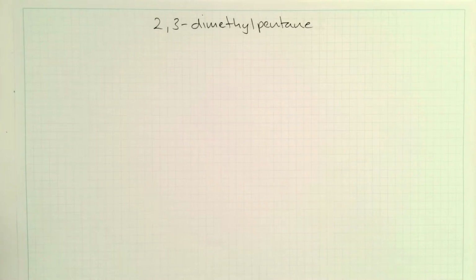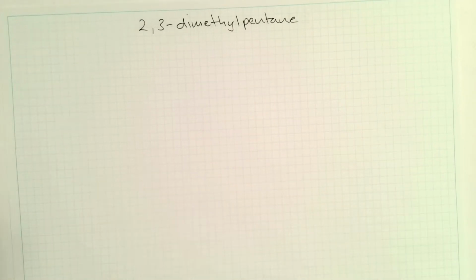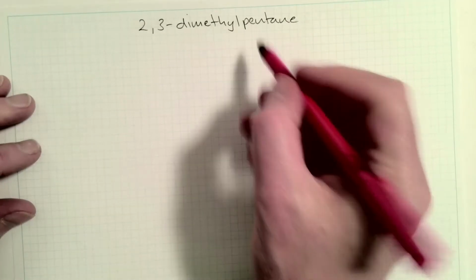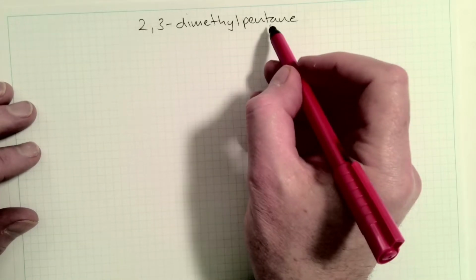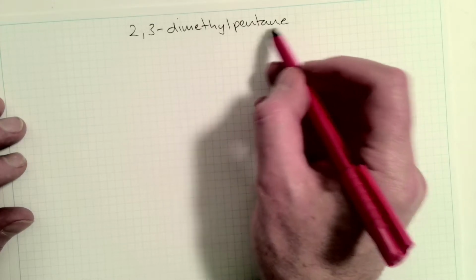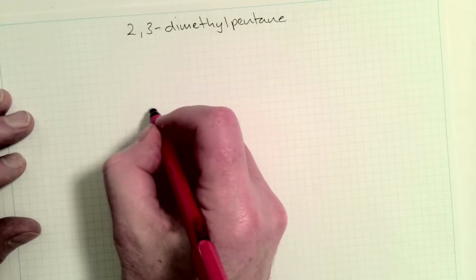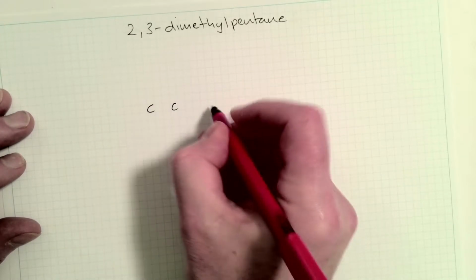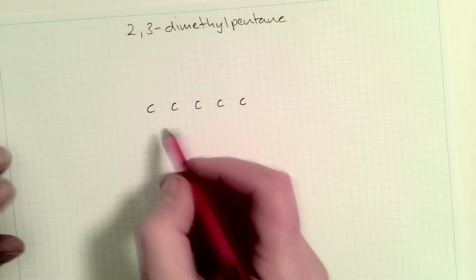Well, the first problem here is 2,3-dimethylpentane. Well, let's have a look and see if we can figure this out. First of all, we need to identify the longest chain in this hydrocarbon. And we see the name pentane, so we know the longest chain is 5 carbons. So I'm going to give myself plenty of room to do the drawing. 1, 2, 3, 4, 5. Now I'll draw out my 5 carbons.